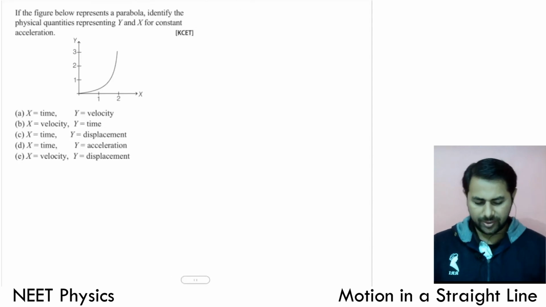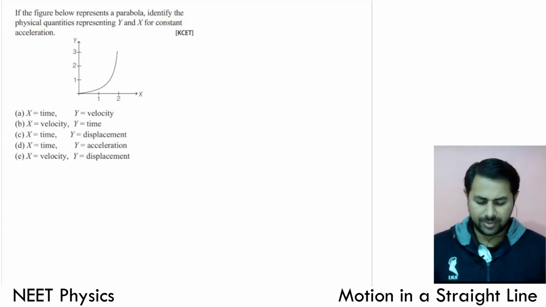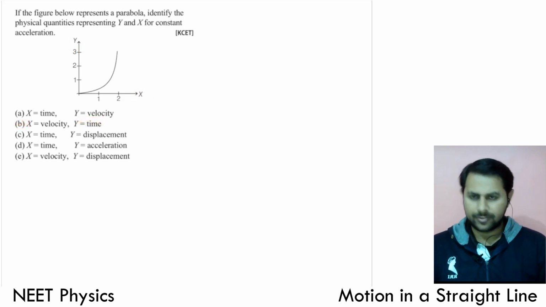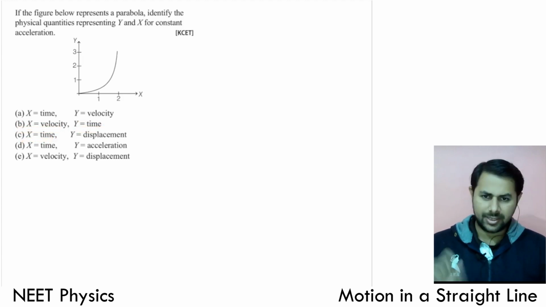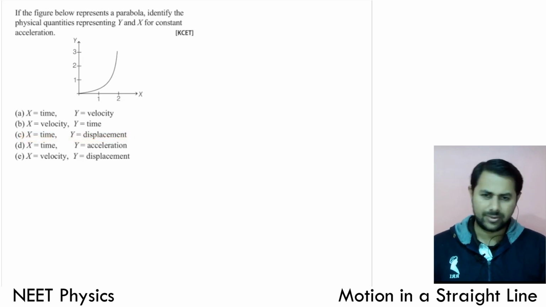Okay, let's see next one. The figure below represents a parabola. Identify the physical quantities representing y and x for a constant acceleration. If acceleration is constant, then what will be y and which thing will be x? X is time, y is velocity, or x is velocity, y is time. X is time, y is, okay, Yamini is saying it's option C. X is time and y is displacement. Yeah, very good. It's option C.